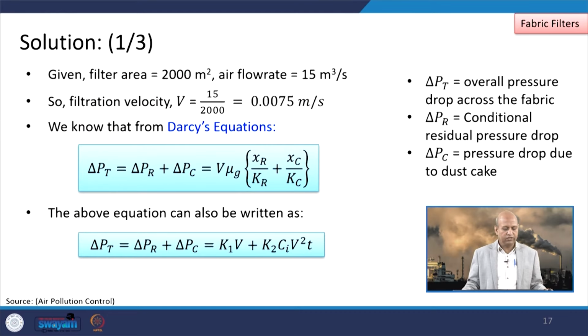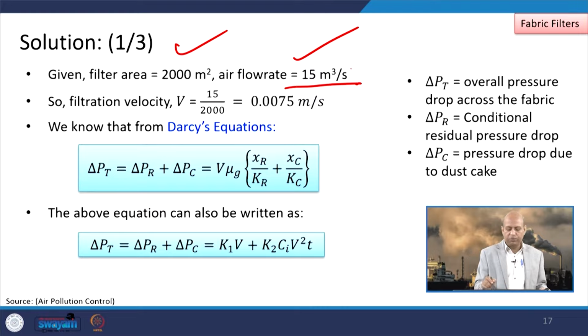So, that we need to estimate. What is given? Filter area is given, 2000 square meter. Air flow rate is also given, 15 cubic meter per second. Then filtration velocity we can calculate easily: 15 cubic meter per second divided by this area. So, this is around 0.0075 meter per second. This is basically the filtration velocity.